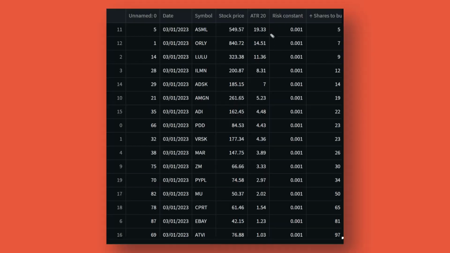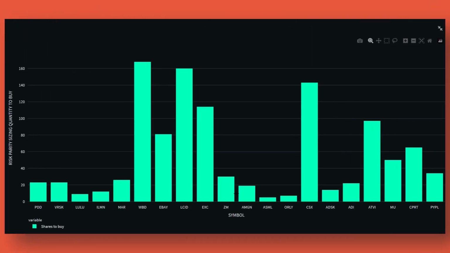If I go back to the table, we can see that thanks to this formula, as the volatility of the stock increases, measured by its ATR, the quantity of shares to buy decreases, which is exactly what we want in order to achieve risk parity across our overall portfolio that will consist of 20 different stocks. When visualized, we can see that some stocks were allocated very few shares, whereas others were allocated many more. And let's have a look at the results.